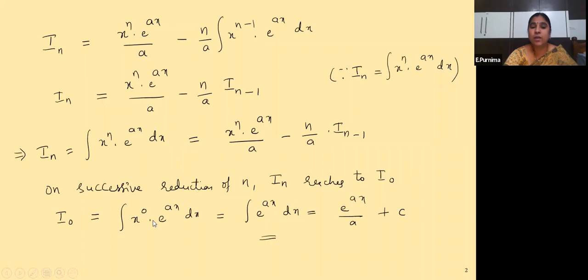Where I0 is equal to integral of x to the power of 0 into e to the power of ax, which is e to the power of ax dx, equal to e to the power of ax by a plus c. So this will be the last step of our solution, depending on the n value. Understood? So whatever may be the n value, this will be the last step. Clear? So let us see one sum based on this.